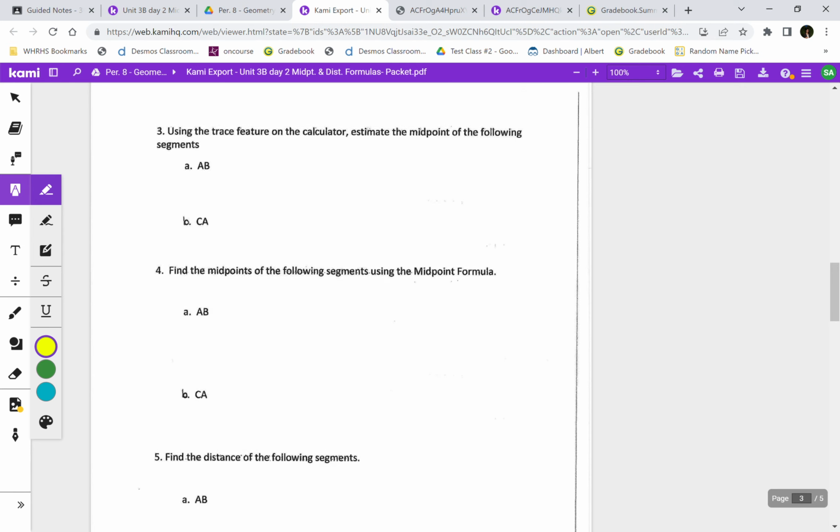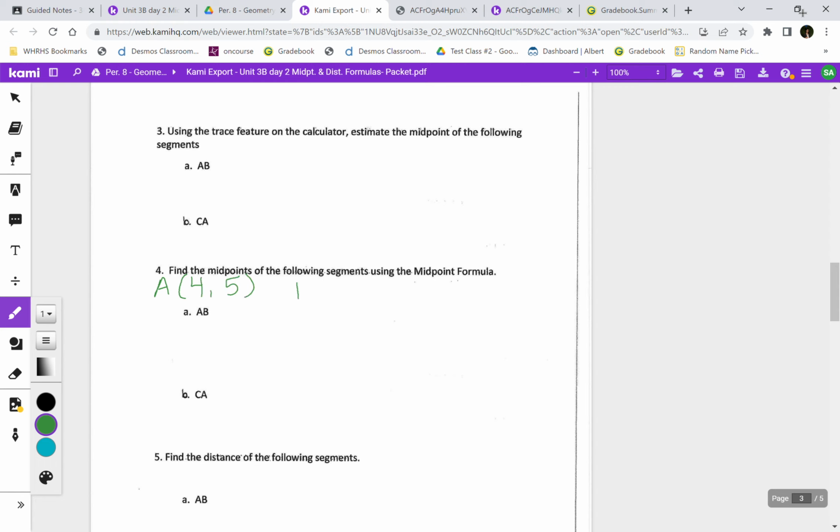For number 4, it says find the midpoint using the midpoint formula. Let's say I told you point A is the point, I don't know, 4, 5. And point B is the point -10, 3. All right, so I'm going to ask us to find the midpoint of segment AB.